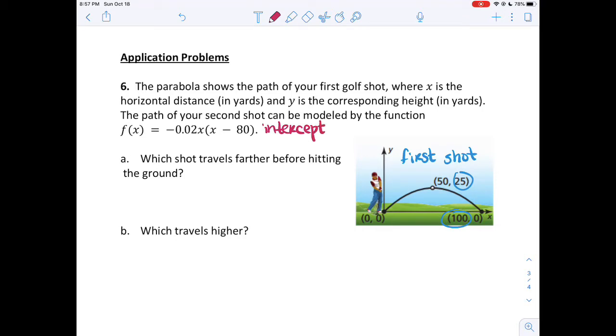But in order for this to really look like intercept form, I want to rewrite this x as x minus 0, because x minus 0 is the same thing as x. Now I can easily see that my p-value, my first x-intercept, is 0 and my q-value is 80. So now what we want to know is which shot travels further before hitting the ground.